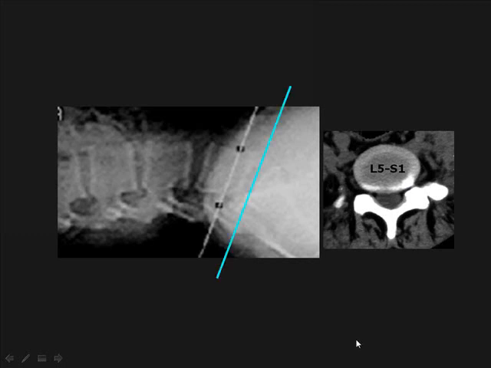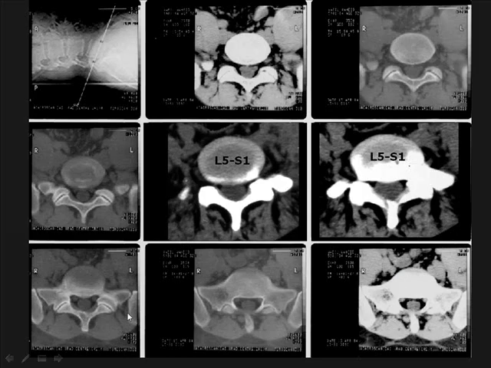Then how can you know whether this disc is normal or pathologic? Here are the sections at L5S1. You came to this level and you see the L5S1 disc and you look to the posterior border. The posterior border is convex. Then how can you know this is normal or pathologic?